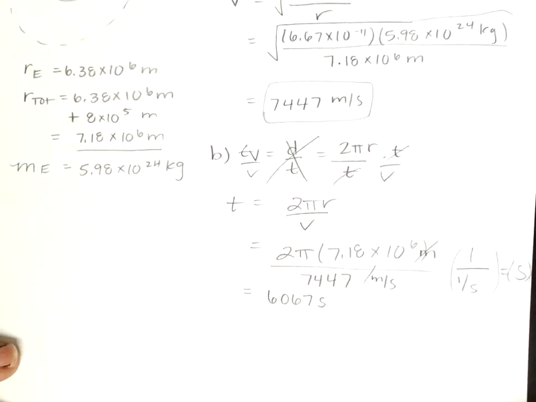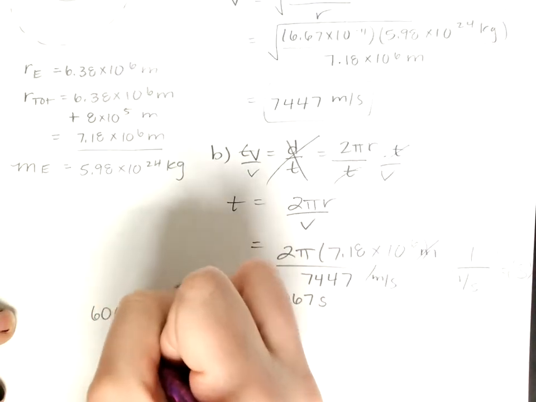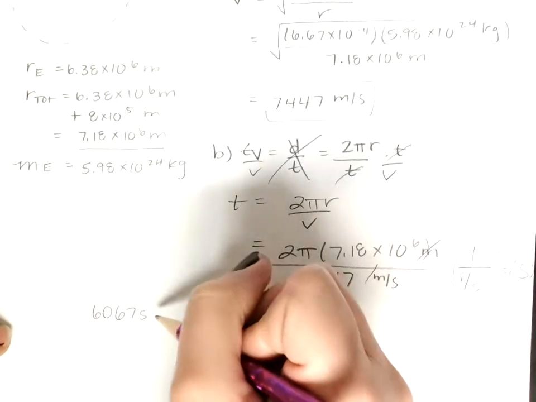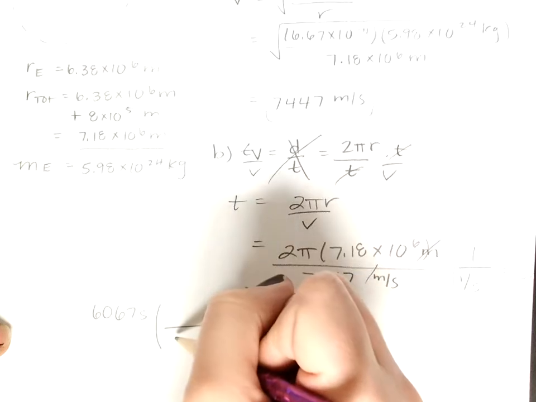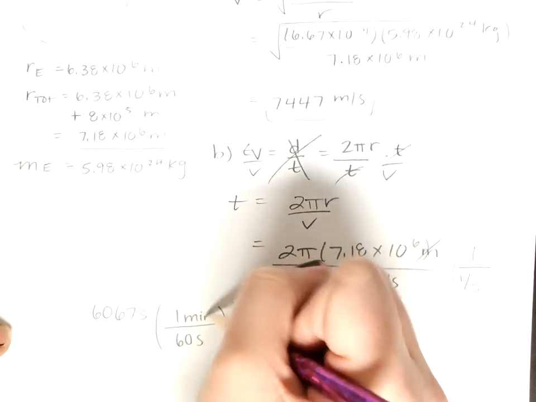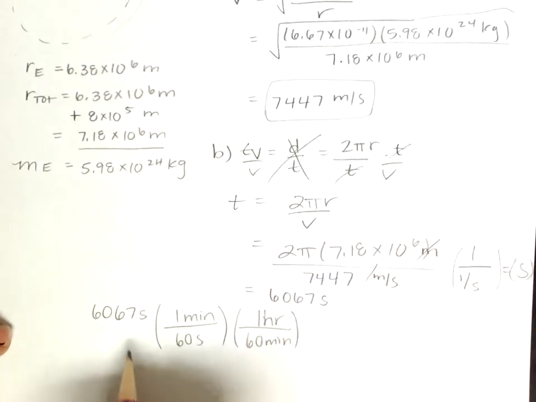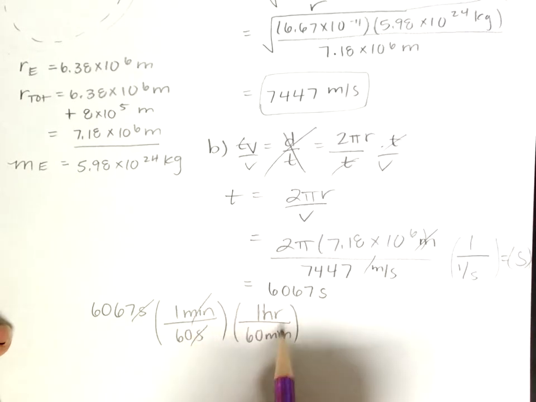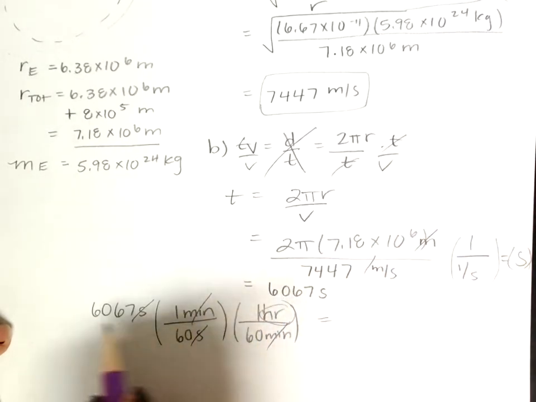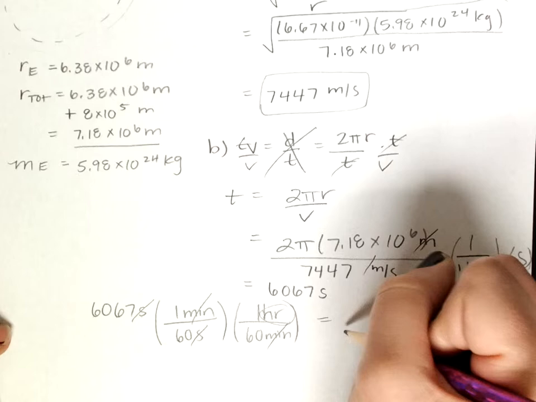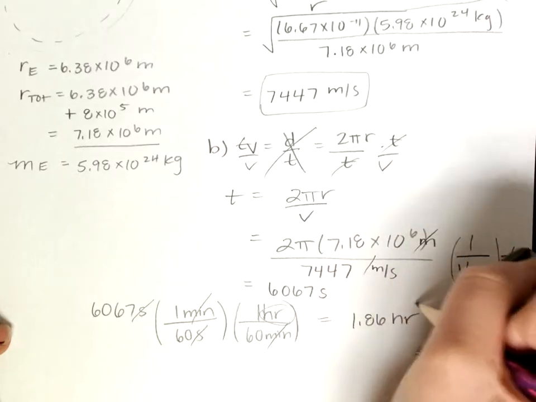The typical question is, what is the period of a satellite that's in orbit around Earth in terms of hours? So let's take our 6,067 seconds and convert it to hours. Go ahead and pause the video and do that on your own, then check your work. There are 60 seconds in 1 minute, and 60 minutes in 1 hour. Let's check our dimensional analysis. Our seconds cancel, top and bottom, minutes cancel, and we're left with hours on top, which is perfect. When we multiply this together, 6,067 divided by 3,600, we get 1.86 hours.